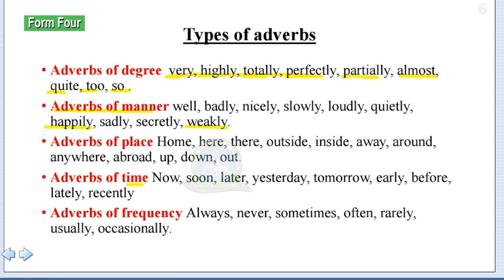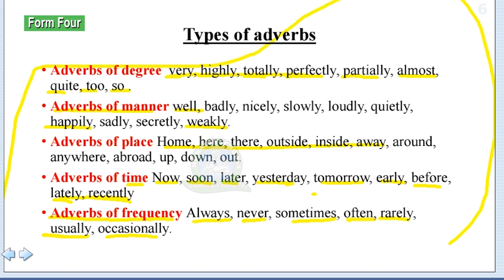What about adverb of time? Now. Now is an adverb of time. Soon, later, yesterday, tomorrow, early, before, lately, and recently. All these are adverbs of time. Okay, adverb of frequency: always, never, sometimes, often, rarely, usually, occasionally. They are adverbs of frequency.